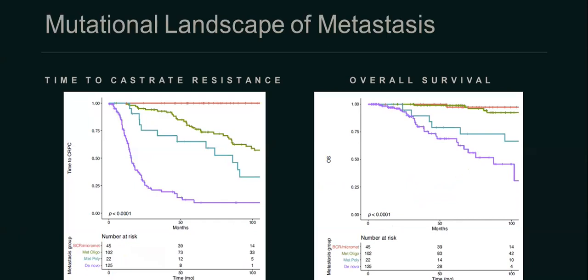So this is interesting. One, the green line is where we're talking about the oligometastasis, and the red is the biochemical recurrence. And the purple, what I would like to draw your attention to, is de novo. You can see from the outset that the overall survival for oligometastatic disease is actually comparable to biochemical recurrence, whereas if you compare de novo metastasis, they've already got poor prognosis from the outset.